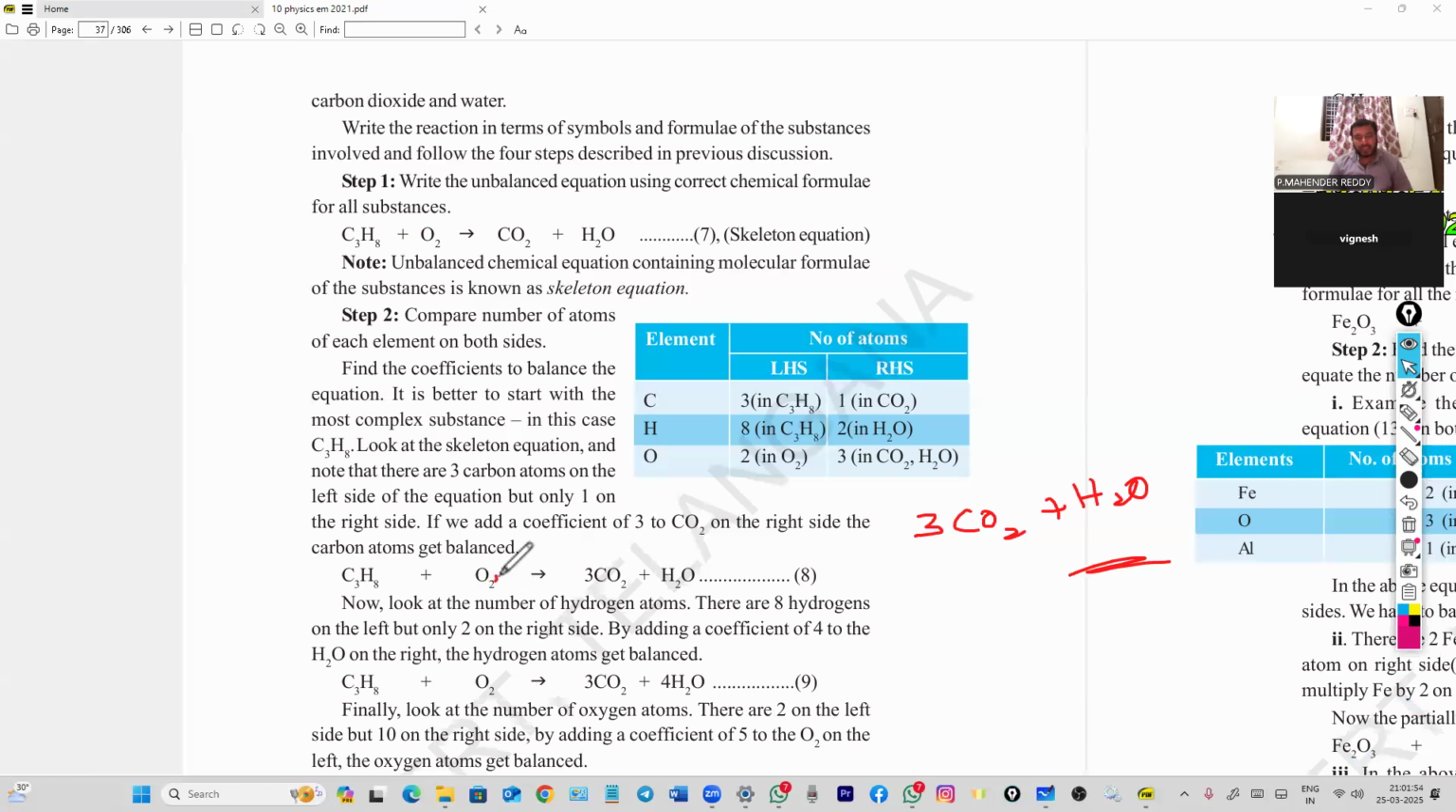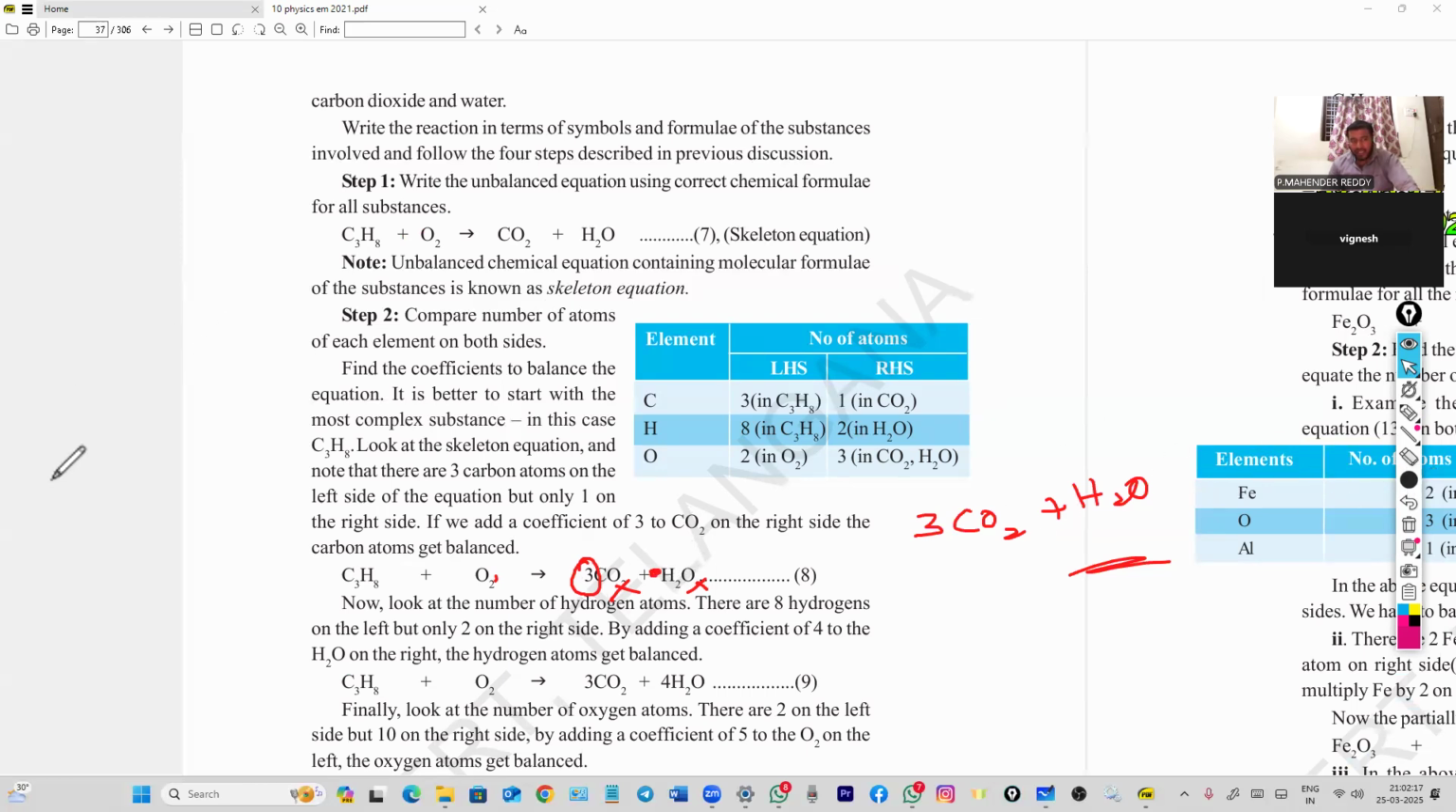What have we done here? Beside carbon, the 3 was not there, we added 3. Every time we should keep the number here only, beside the formula, to make the balance. We should not keep it down. We should not change the subscripts; only put the coefficient beside.